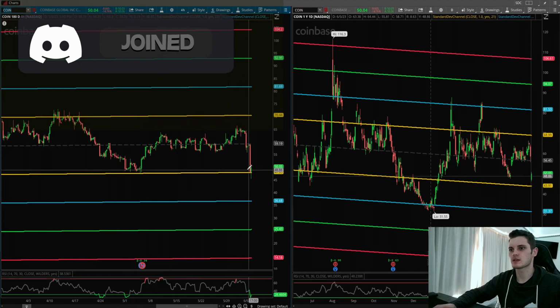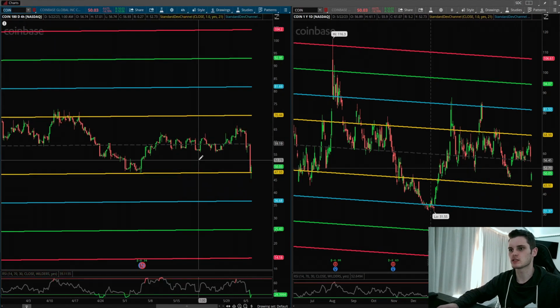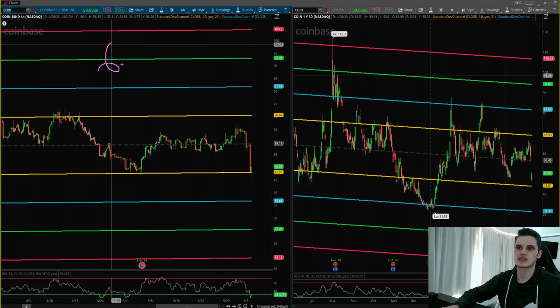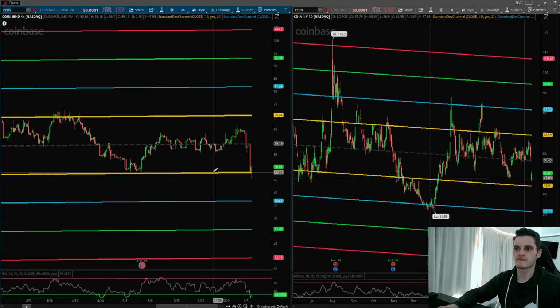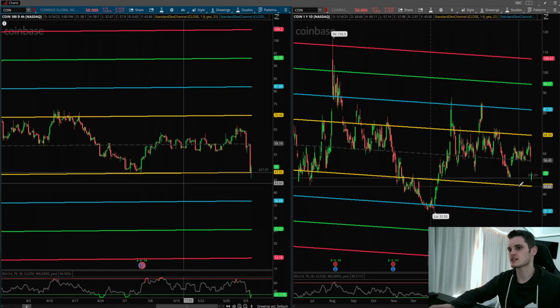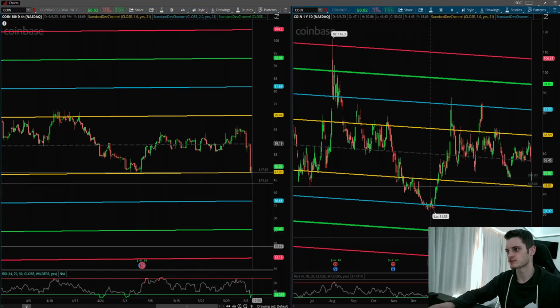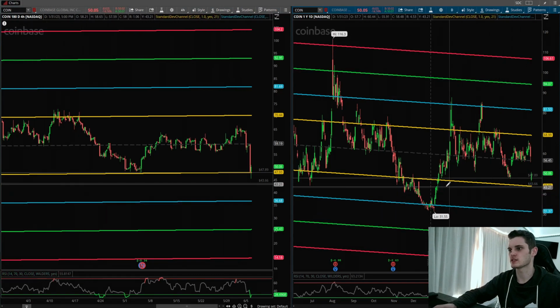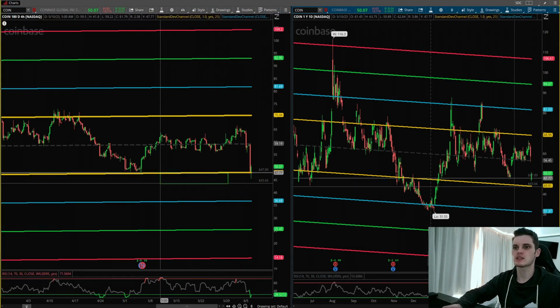So again, we can see we're currently sitting around $50. On the left we have a 6-month chart, on the right we have a 1-year chart. Our first deviation on the 6-month is at $47.90, and our first deviation on the 1-year is at $43.90. This is what you consider the first deviational range.